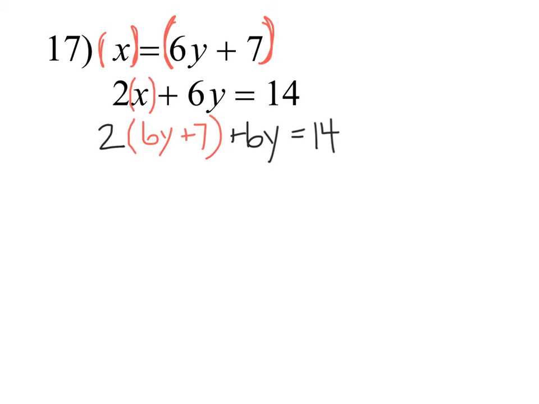Now I've got this invisible multiplication dot again. Remember, when you have a number next to parentheses, there's a multiplication dot there. So I've got to take this 2, multiply it by 6y, and multiply it by 7. We did this a long time ago, called the distributive property.